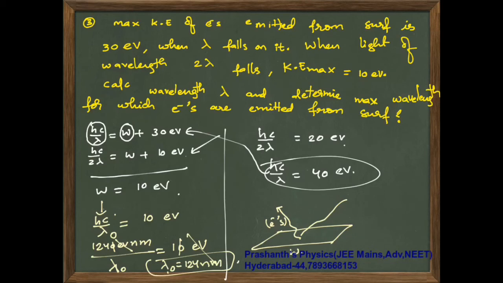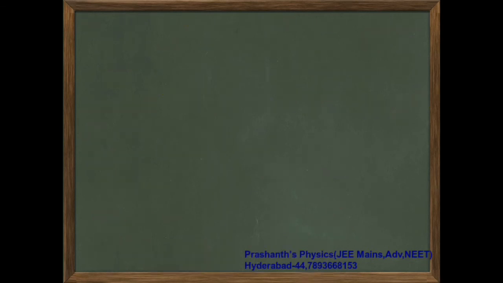Here, minimum frequency could even be asked, so equate that to hf. If minimum frequency is asked, velocity is equal to frequency times lambda. In place of velocity, substitute c. Your minimum frequency is c by lambda. So that is how you are supposed to do it. Right, next.